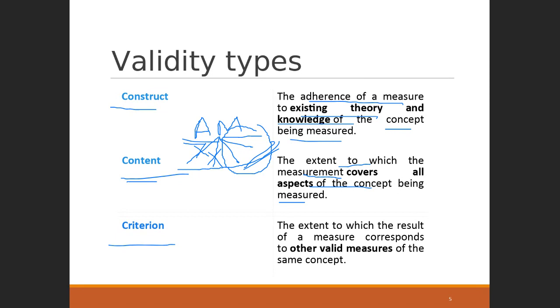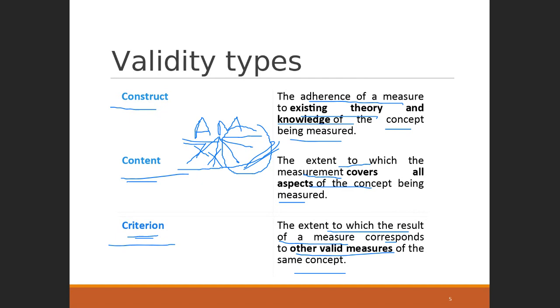That is why that research instrument would not have sufficient content validity, which is a requirement in order to address your validity concerns. The third type is criterion validity. It is the extent to which the result of a measure corresponds to other valid measures of the same concept. Now, criterion validity evaluates how closely the results of your measurement instrument correspond to the results of a different instrument.